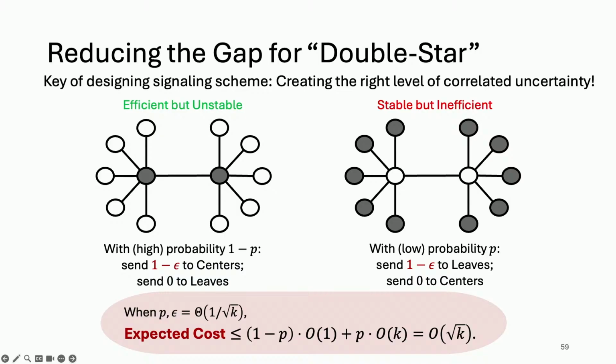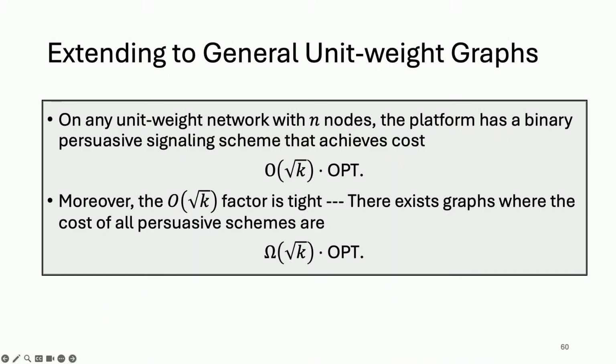And also in this case, because with high probability we will have the centers do all the work, and with low probability we will have leaves do all the work, the total expected cost will be on the order of the square root of k instead of k. Which makes the collaboration more efficient. So that is a signaling scheme in this special case of the double star graph, but they have very general results in this paper.